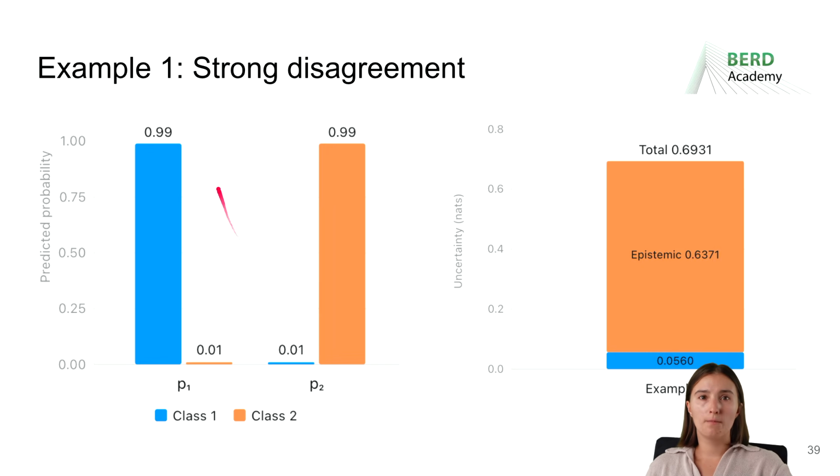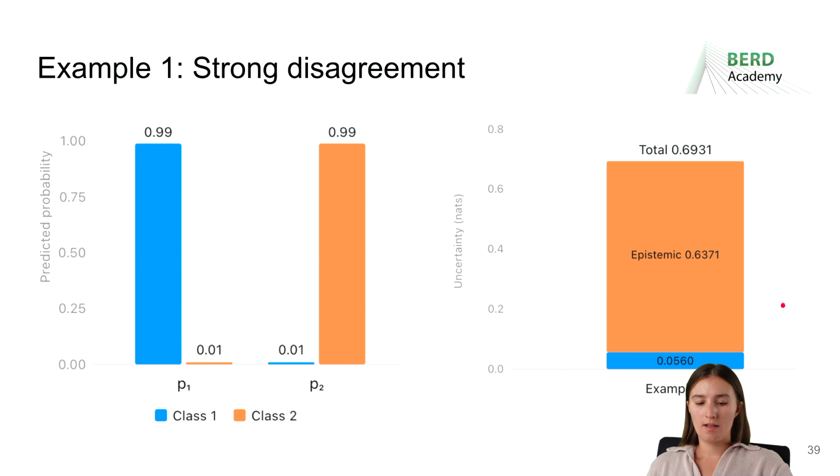Or if we look again in a graphic, it looks like that. This is just how the class distributions are for the 2 different models. And the total uncertainty is 0.69. The epistemic part is 0.63.